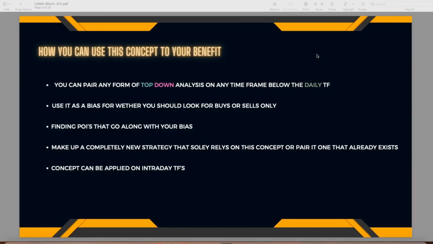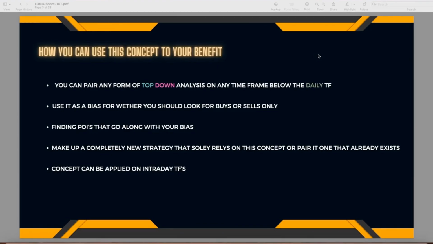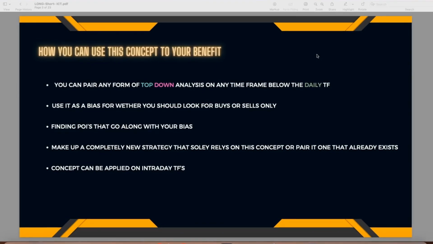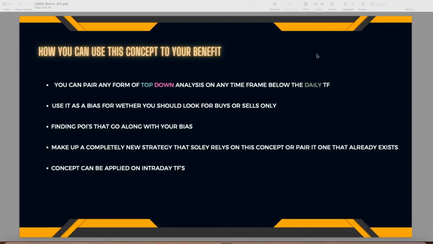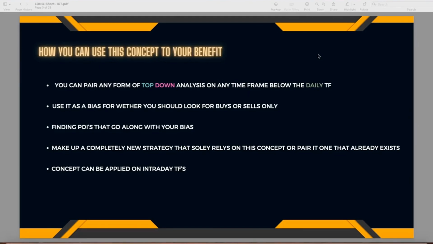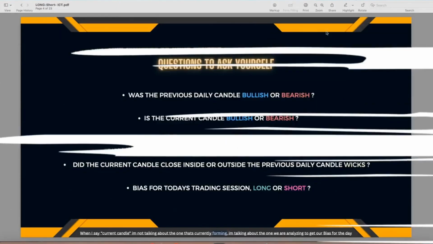Lastly, this concept can be applied on intraday timeframes. Now, personally, I don't like using it on intraday timeframes. I'd rather use another form of analysis, but it's up to you. And I think it might be able to give you an extra edge if used correctly. And if you're starting off, I would recommend you just use it the way it's going to be shown today. Okay? Questions to ask yourself.